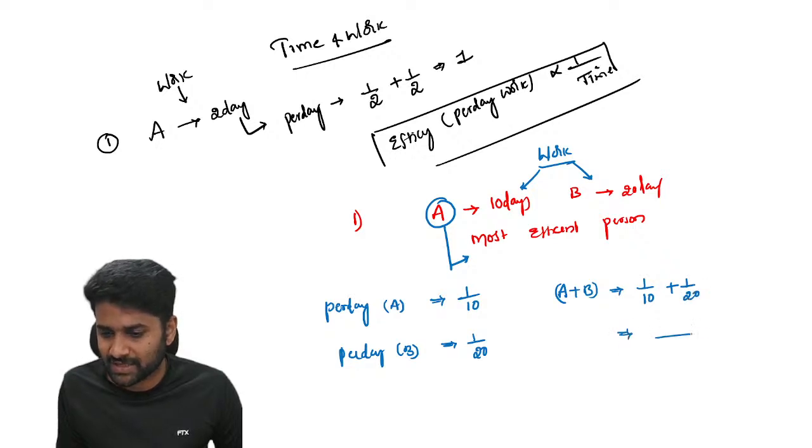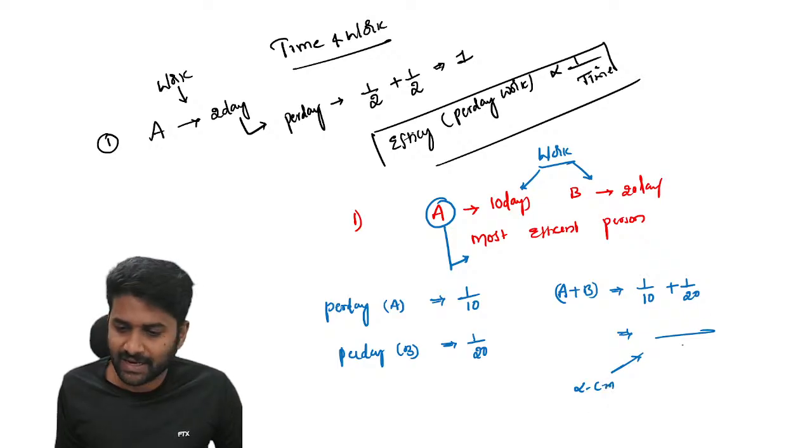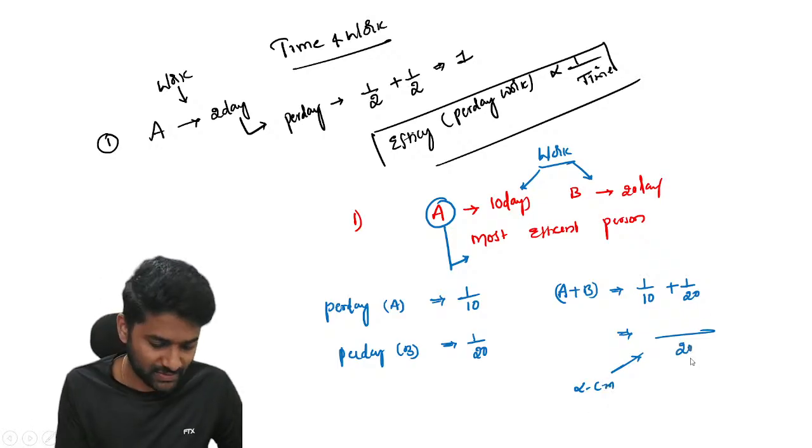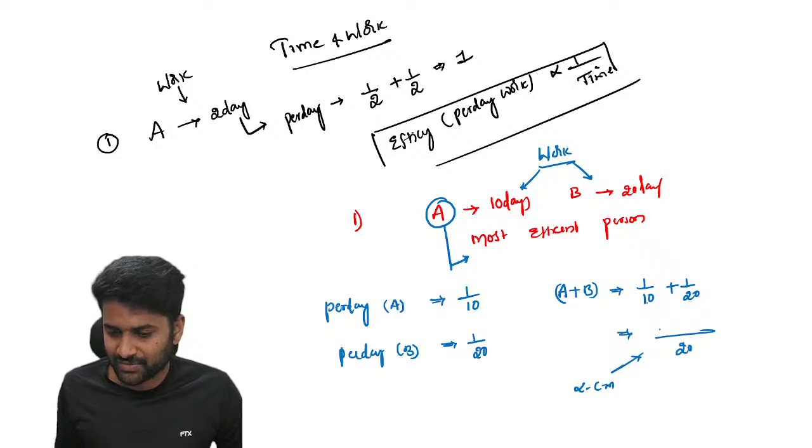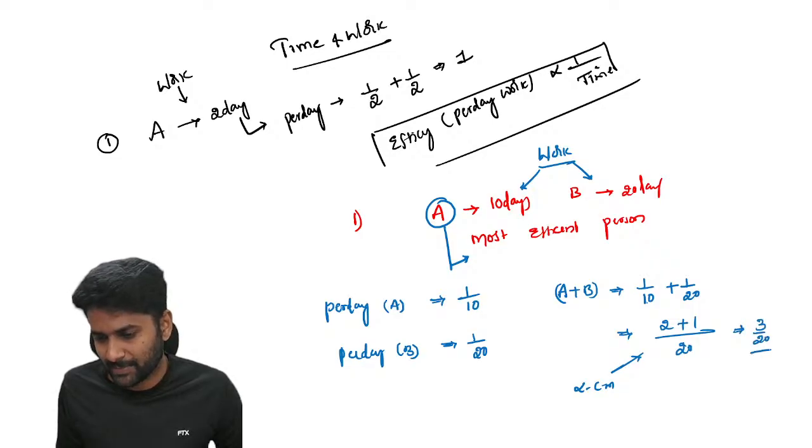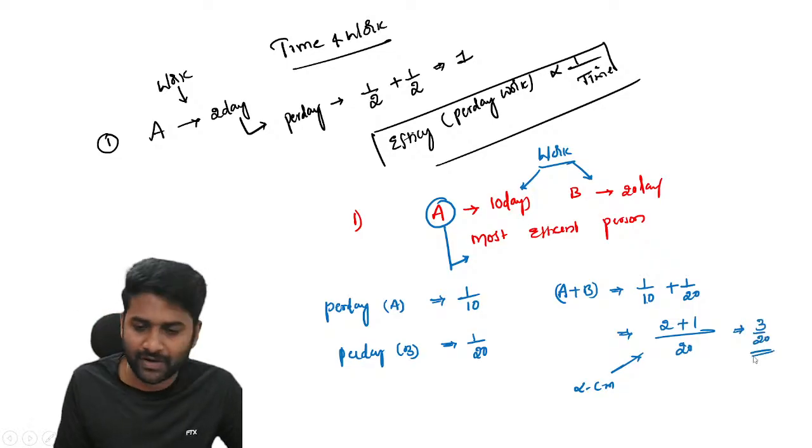So, what is the next calculation? We are applying the concept of LCM. The LCM of 10 and 20 is 20 units. Now, 10 becomes 20 in 2 units, 20 becomes 20 in 1 unit. So, the per day work of A and B is 3 out of 20.